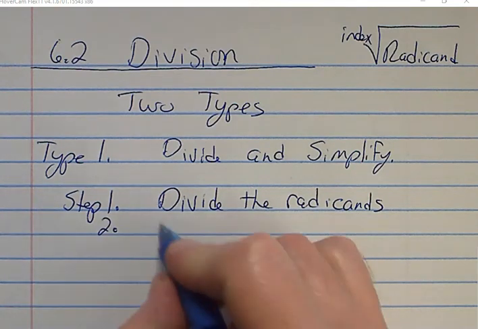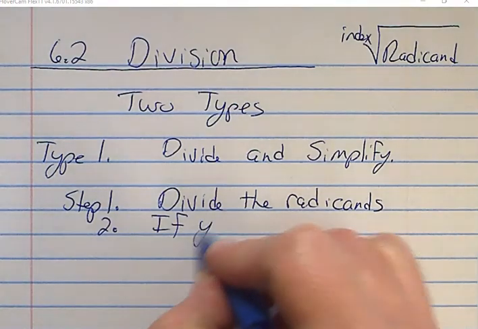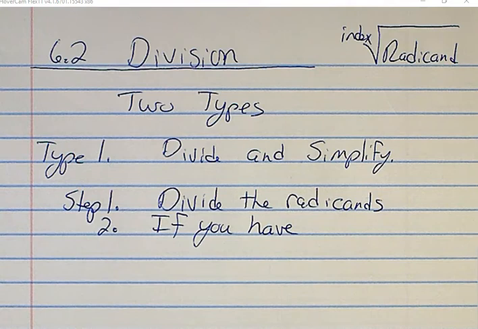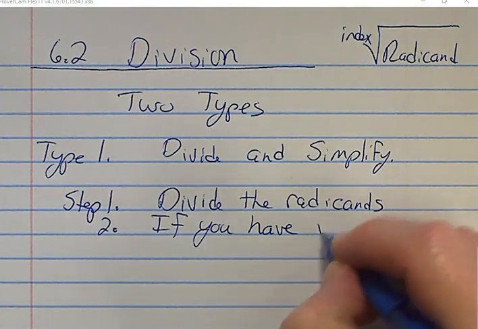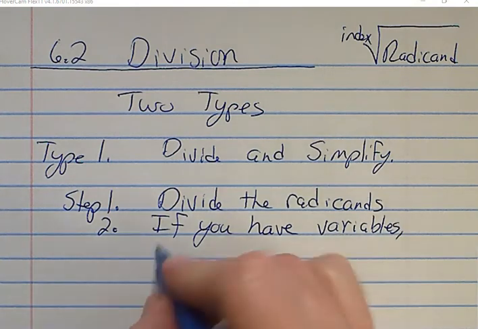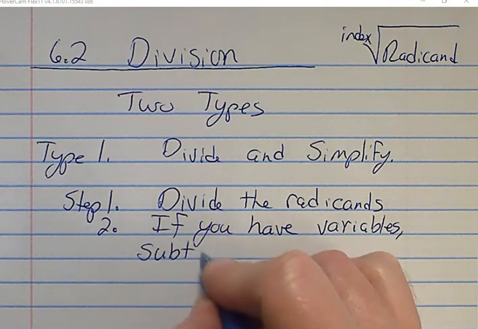Step 2, if you have variables, because it's going to be, I think, about a 50-50. You'll have some with variables, some you won't. So if you have variables, subtract the exponents.